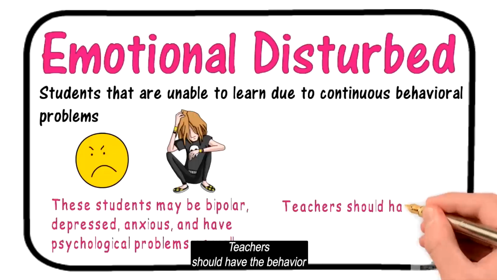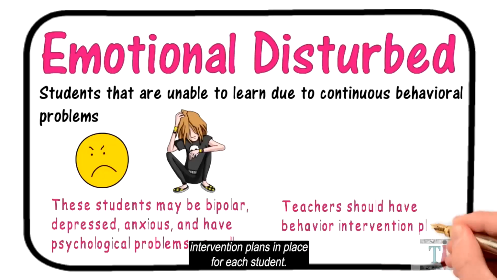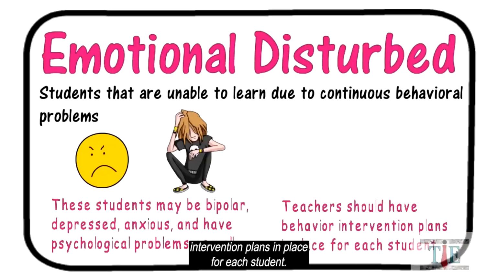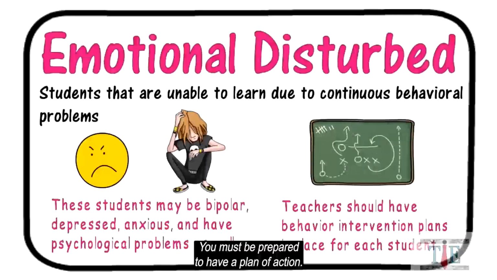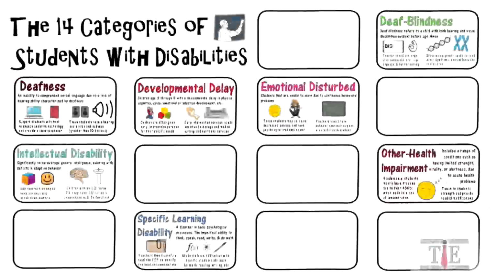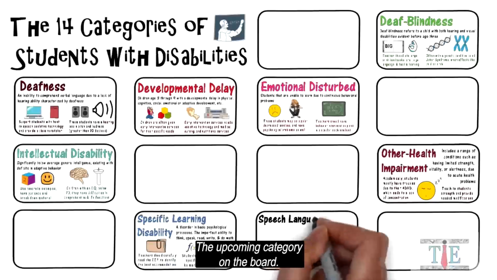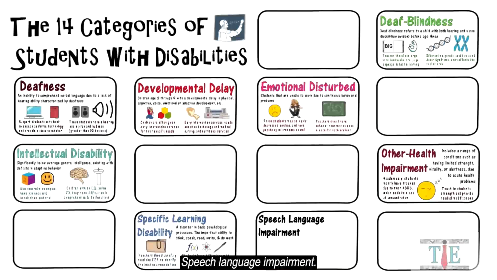Teachers should have the behavior intervention plans in place for each student. These kids are some of the most difficult to teach. You must be prepared to have a plan of action. The upcoming category on the board, speech language impairment.